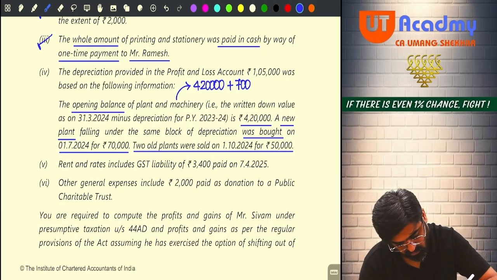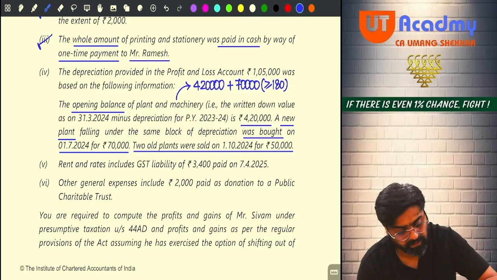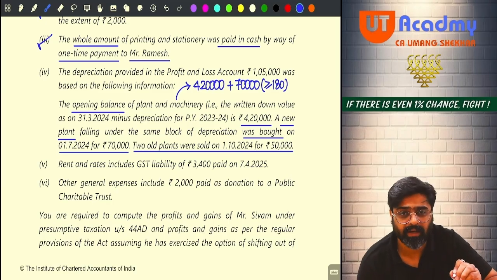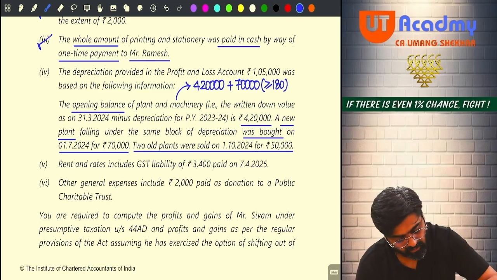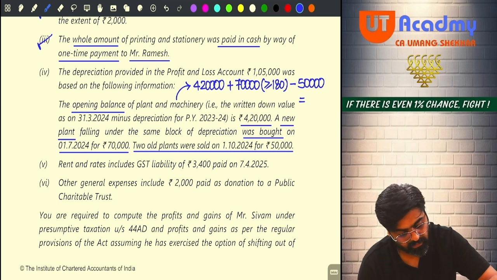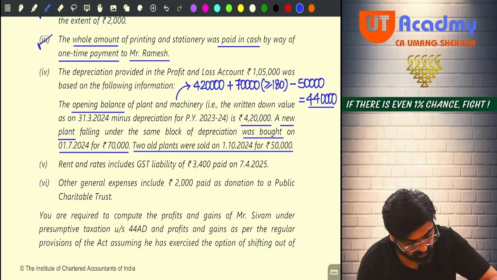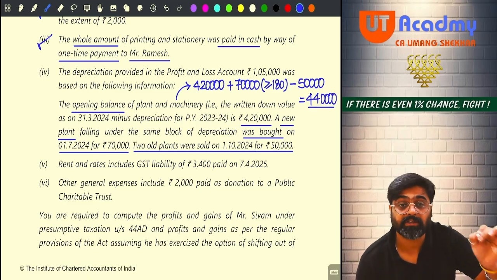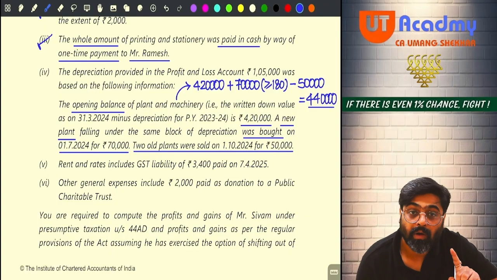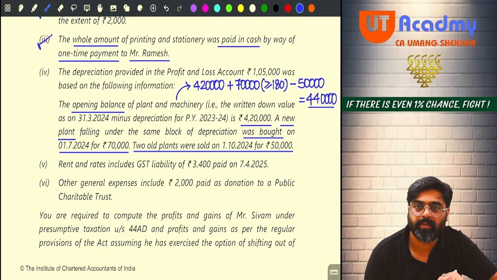$70,000. And this is greater than or equal to 180 days addition. Less than 180 days any addition, no addition. And now I will do a deletion of 50,000. You should get 4,40,000 as the depreciable value of the block of plant and machinery as on the last day of this previous year. Now on this, the depreciation rate will be applied.